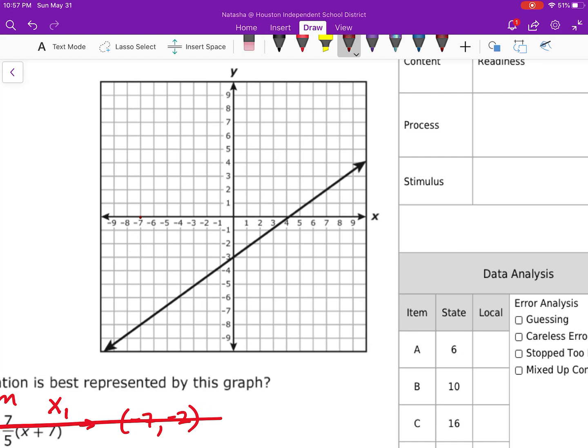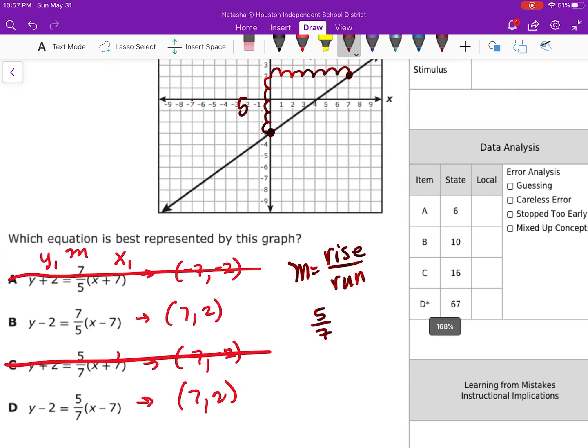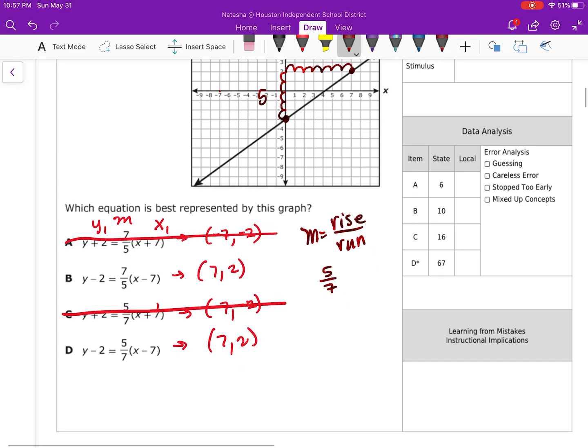And in order to determine my slope on here, I need to pick two perfect points. Well, I have a point right here, and I also have a perfect point there. I'm going to rise 1, 2, 3, 4, 5. And I'm going to run 1, 2, 3, 4, 5, 6, 7. So now when I'm looking at a slope like this, my slope is going to be rise over run. My rise was 5 and my run was 7. So that gives me my answer choice D.